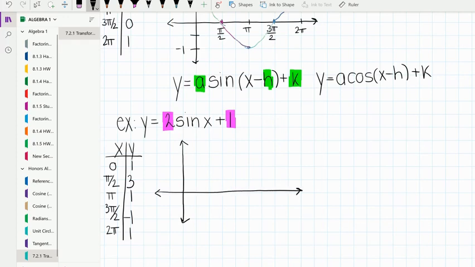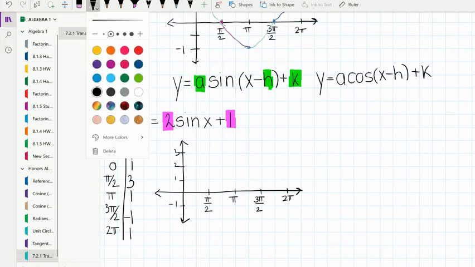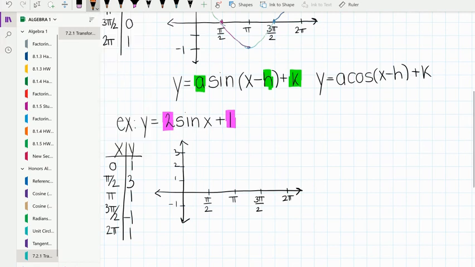All right. So I'm going to say that this is pi over 2, pi, 3 pi over 2, and 2 pi, and then 1, 2, 3, negative 1. Okay, so what I like to do with these graphs first is to put in your midline. So the midline for this graph is 1. So I'm going to go ahead and just do a dashed line.